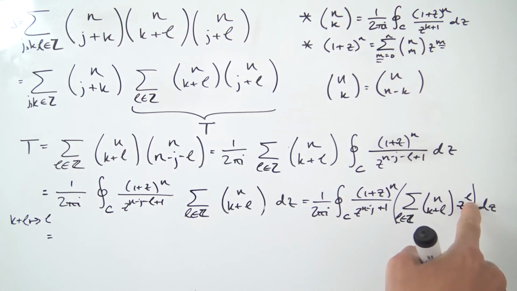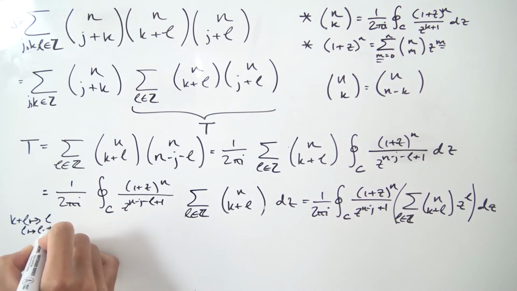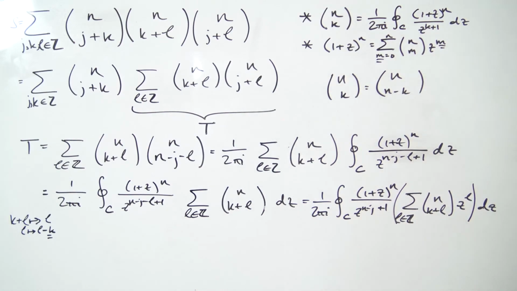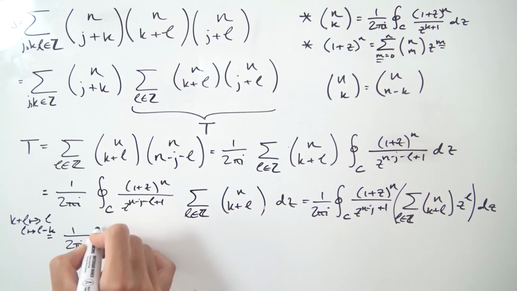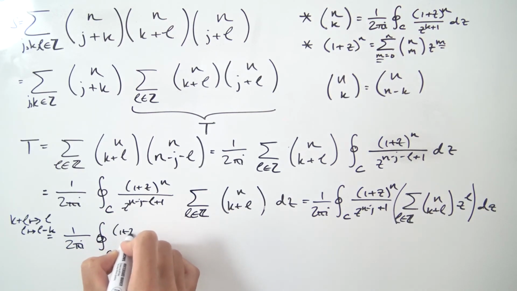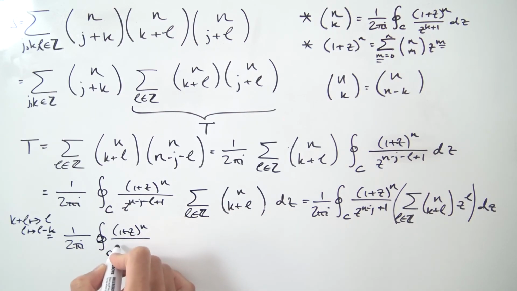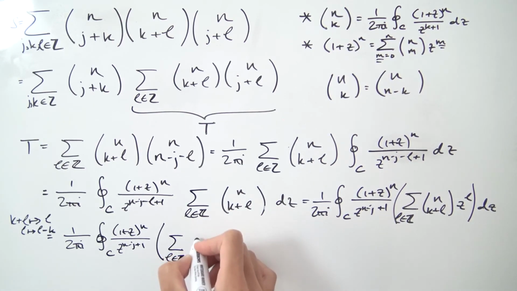But what happens to this lonely L up here? Well, L is just going to be mapped to, if we subtract k on both sides, L minus k. So we're just shifting our index a little bit. So now we have 1 over 2 pi i, contour integral over c of (1 plus a z) raised to the n, and then we have z to the n minus j plus 1. We have the sum. L still runs through the integers because we're just doing a little shift.